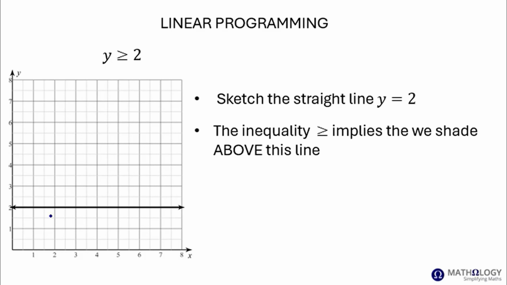So we just take our pen and we just gently mark shading above the line. What this shading implies is that y values above this line, y equals 2, all y values above this line are greater than 2. That's all the inequality means. So we just shade above the line accordingly. And we could just indicate that by shading in the region above that line, y equals 2.